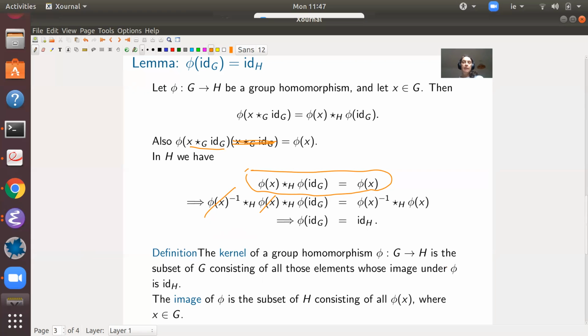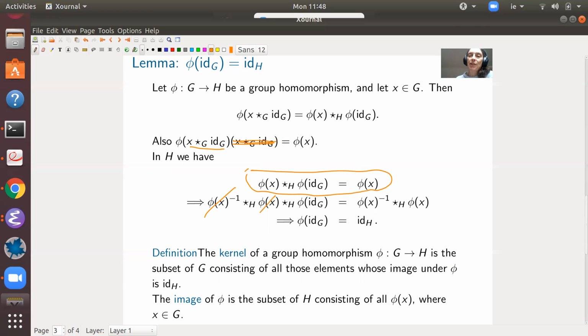Okay, so the kernel is a set of elements in the domain that get mapped, or sent, to the identity over in the target by the homomorphism. And the image of phi is what you'd expect it to be. It's a corresponding definition to the image of any function. The image of phi is a subset of the codomain or target group, consisting of all the images under the homomorphism of all the elements of G. So it could be all of H, or it could just be some subset of H.